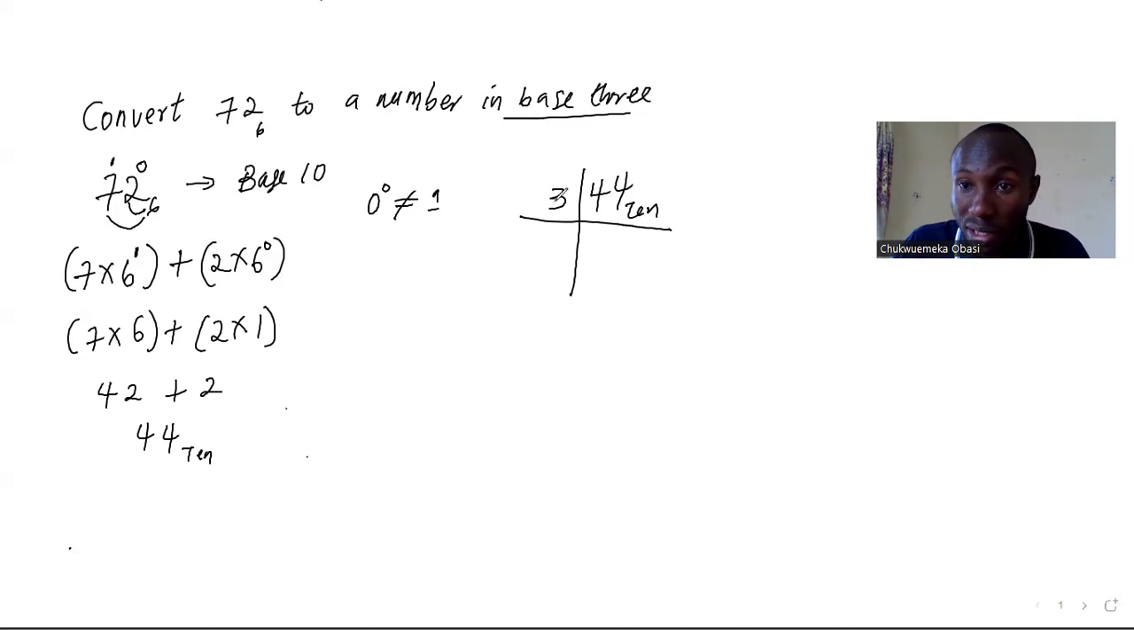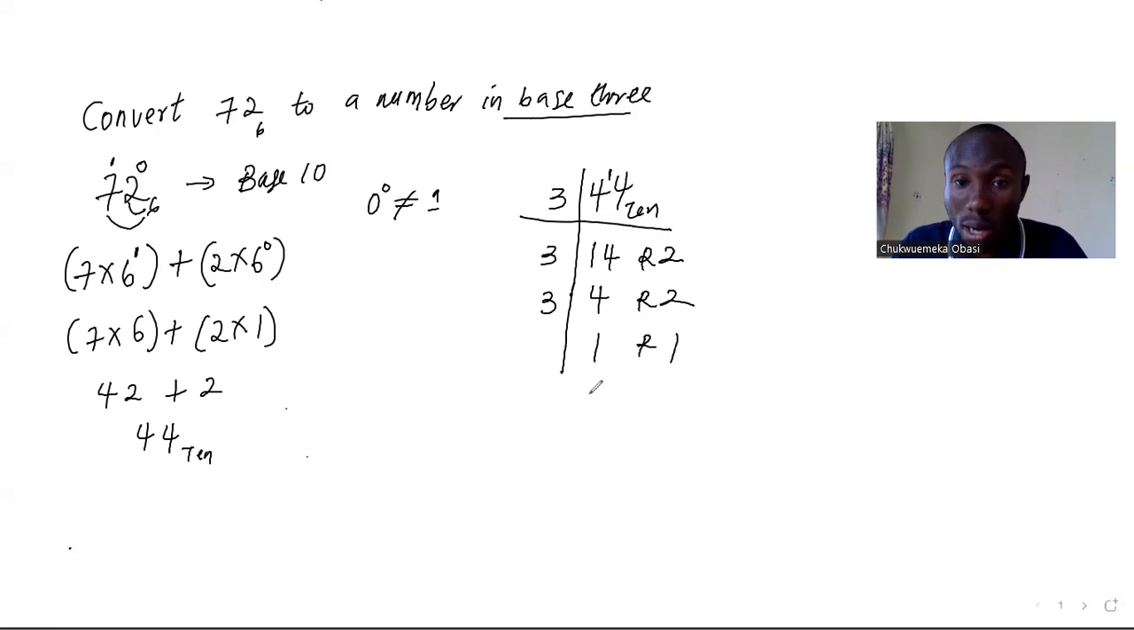So therefore, we divide by 3. 3 into 44: 3 in 4 is 1, remainder 1. Then 3 in 14 is 4, remainder 2. All right. Then 3 in 14 is 4, remainder 2 again. And 3 in 4 is 1, remainder 1. Now 3 in 1 is 0, remainder 1. You see, this one is not up to 3, so it's 0, remainder 1. So if I had 2 here, for instance, 3 in 2 would have been 0, remainder 2, because 2 is not up to 3.